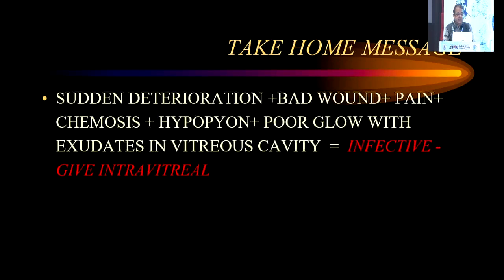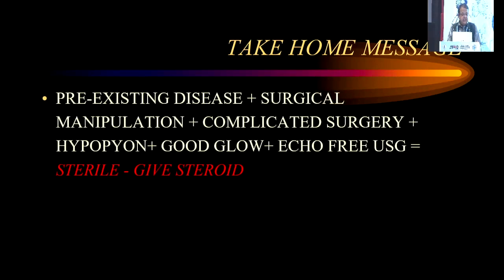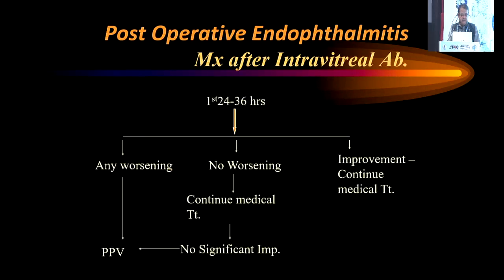So the take-home message is sudden deterioration in vision, bad wound, pain, chemosis, hypopyon, poor glow with exudates in the vitreous cavity. It's an infective etiology. Go ahead and give intravitreal injections. If there is a pre-existing disease, surgical manipulations, complicated surgery, hypopyon, good glow, and echo-free vitreous cavity, it's usually sterile, and load this patient with steroids.